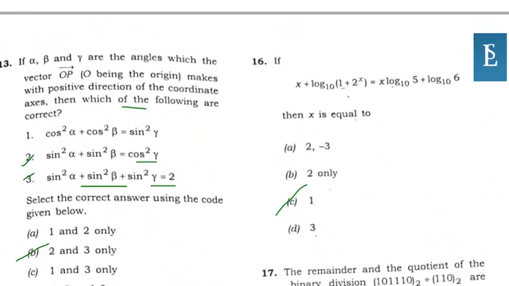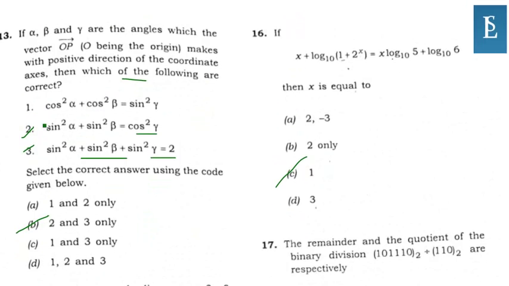Next question is: if x plus log of 1 plus 2 to the power x, base 10, equal to x log 5 to the base 10 plus log 6 to the base 10, then x is equal to... Solve this question, you will get the value 1. Okay, option C will be right.